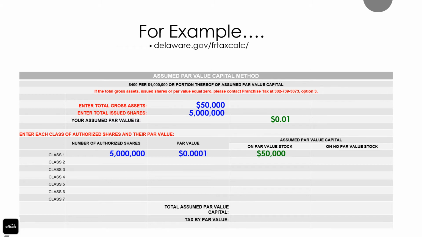To figure the tax, divide the assumed par value capital, round it up to the next million, divide by 1,000,000, then multiply by 400. In this case, the assumed par value capital is $50,000. Round it up to 1,000,000, divide by 1,000,000 equals 1. 1 times 400 equals the minimum Delaware annual franchise tax allowed.